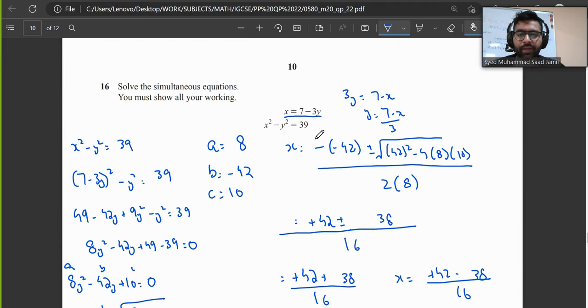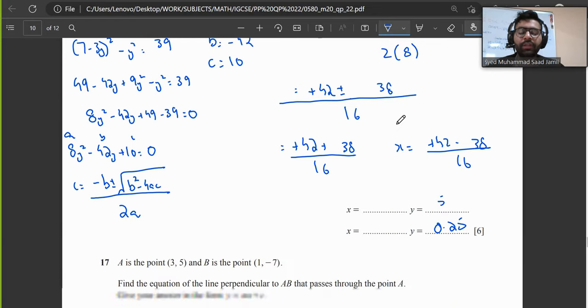Now let's find the value of x. X is equal to 7 minus 3y. So in place of y, I will just plug in the values. When I plug in 5, I will get minus 8. And when I plug in 0.25, I'll get the value of 6.25.